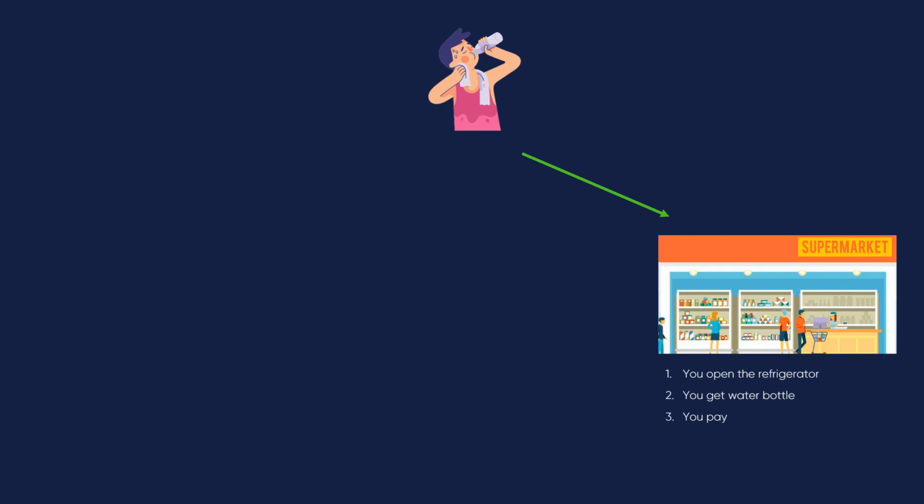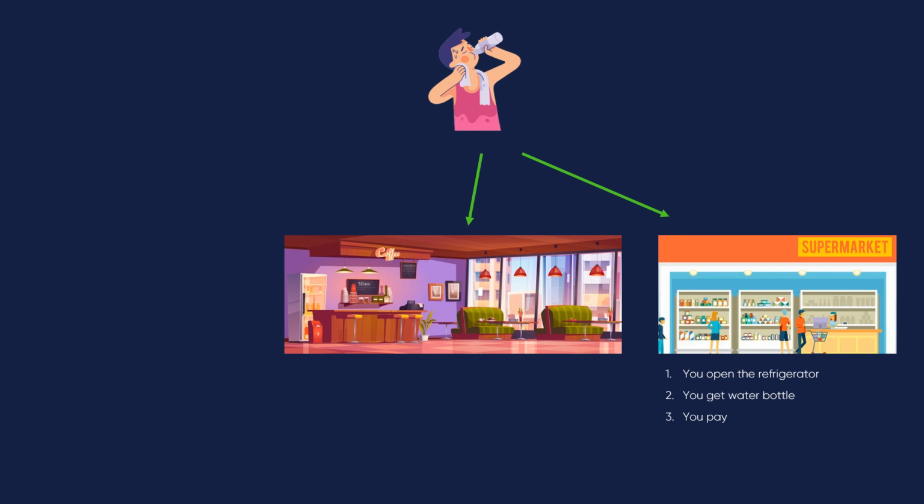So you did everything. Another option, you can go to a restaurant or a coffee shop and you ask a lovely waiter to get the water. So you request the water, the waiter will go to the refrigerator and you will pay. So the waiter in this case goes and gets the water bottle and gives it to you.